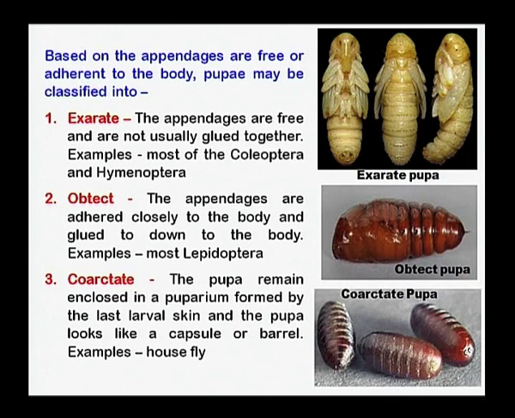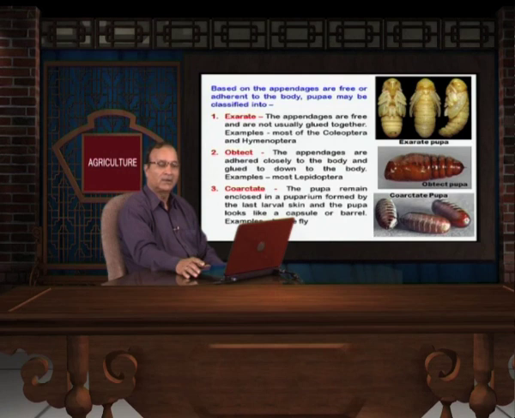Coarctate type of pupa, those pupa which remain inside a cocoon. Cocoon is a shell-like structure where the pupa rests, and before the last larval skin comes out, it remains there, and as soon as the last larval molt is completed, it comes out of the cocoon. So, the pupa which remain inside the puparium or cocoon come under the category of coarctate type of pupa.